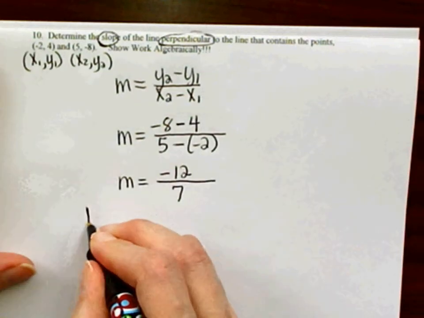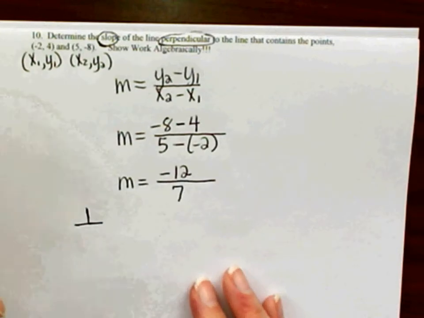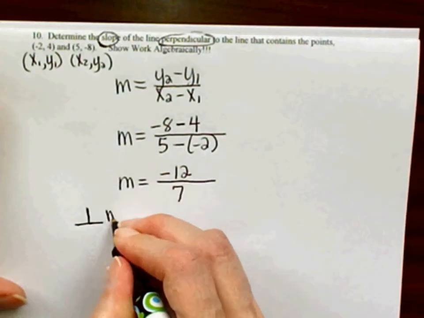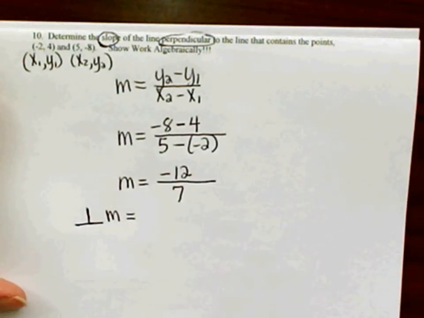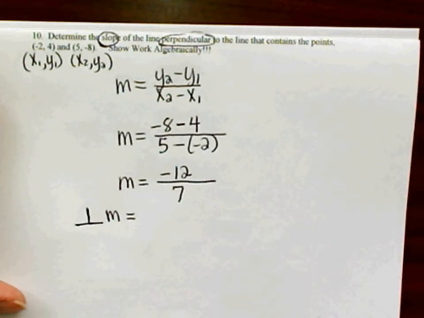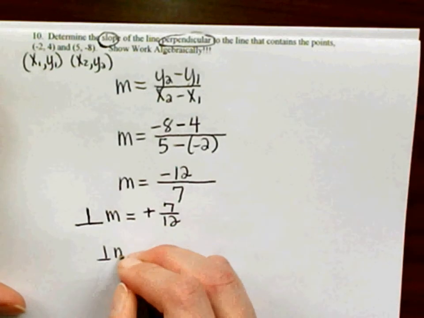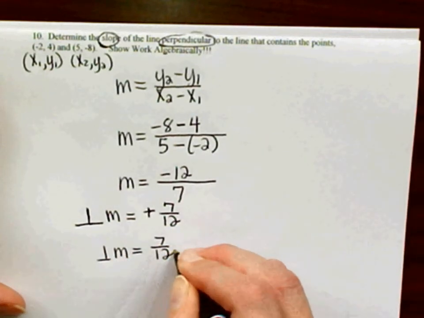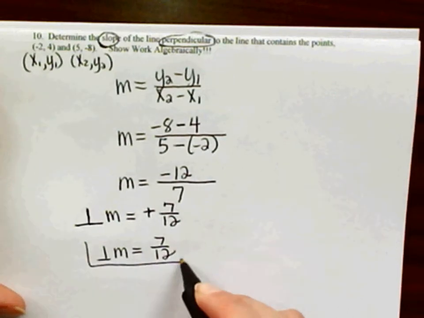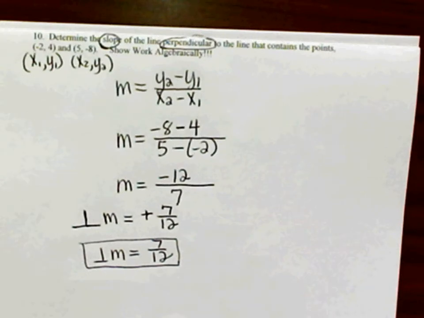So this symbol represents perpendicular. It's like a capital T that kind of flipped over. The perpendicular slope is the negative reciprocal. So the negative reciprocal of this slope means change the sign, so it's positive, and we're going to flip. So that's 7 over 12. The perpendicular slope is a positive 7/12, and that's our answer. Notice they didn't ask for any additional information, they only asked for the slope.